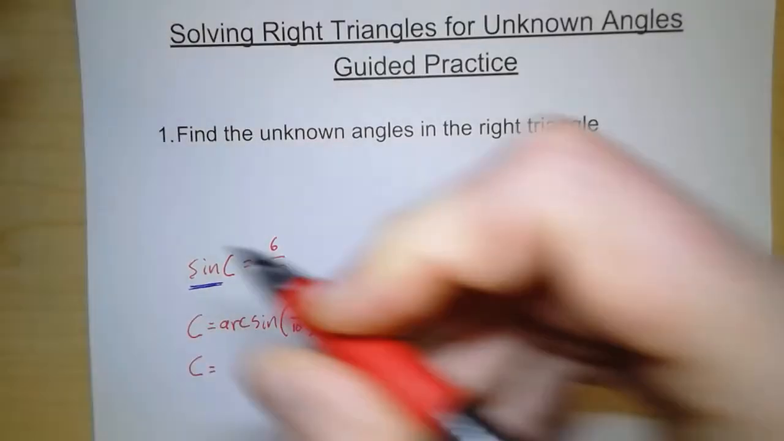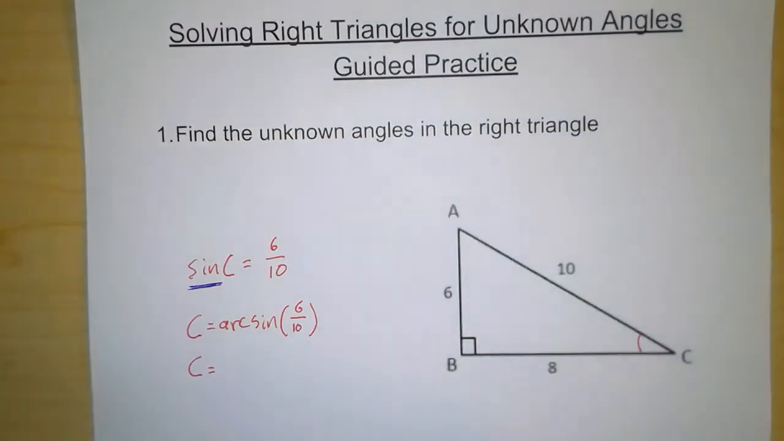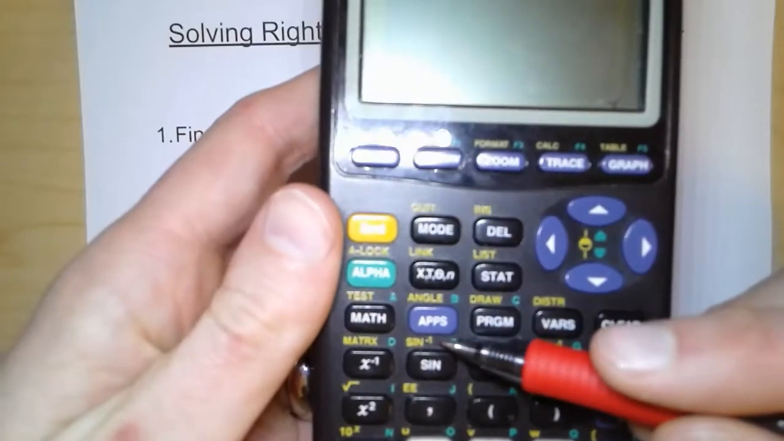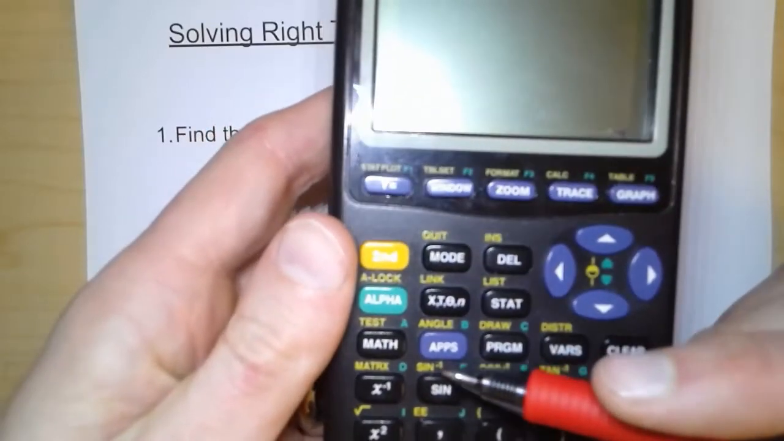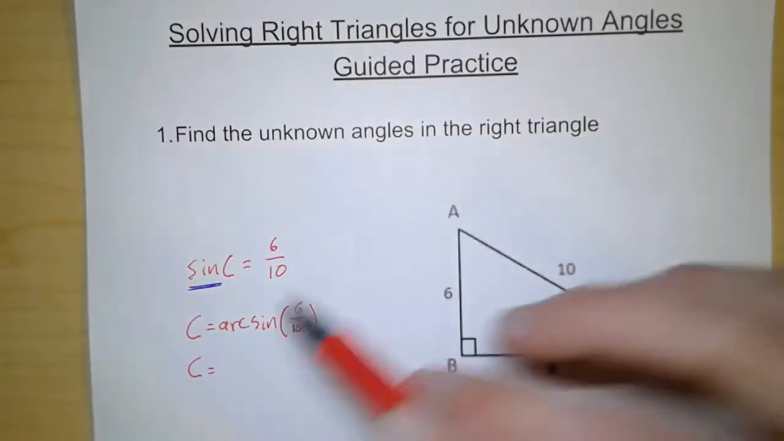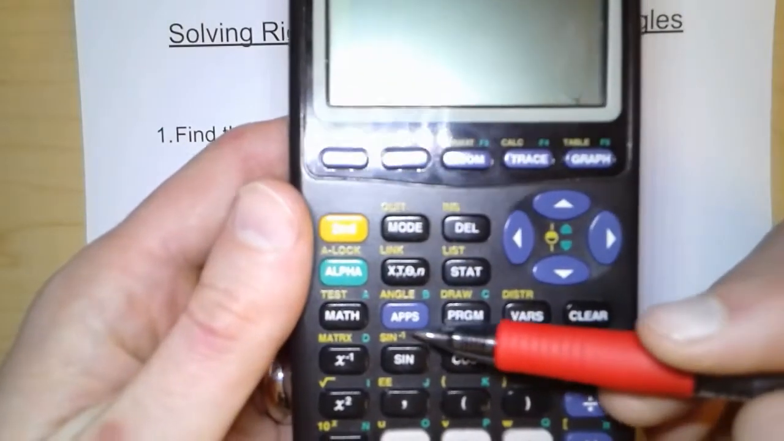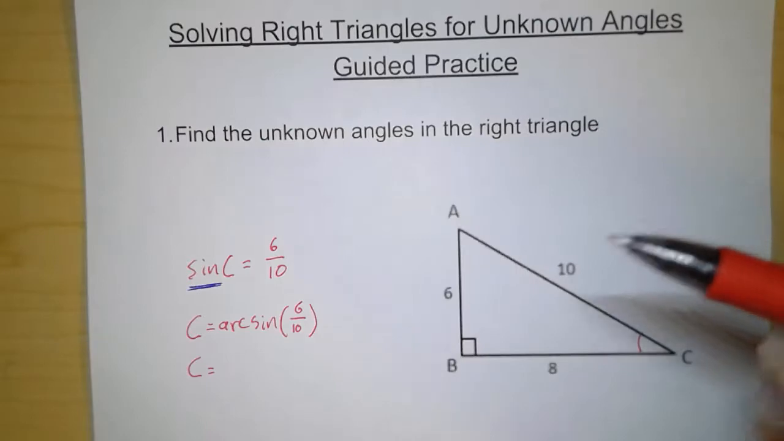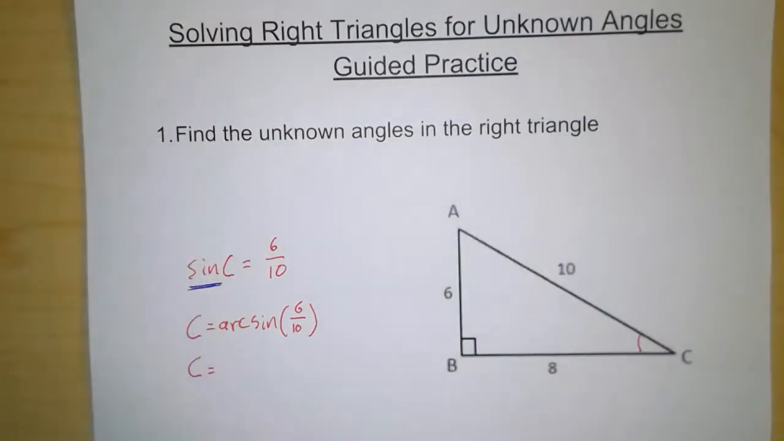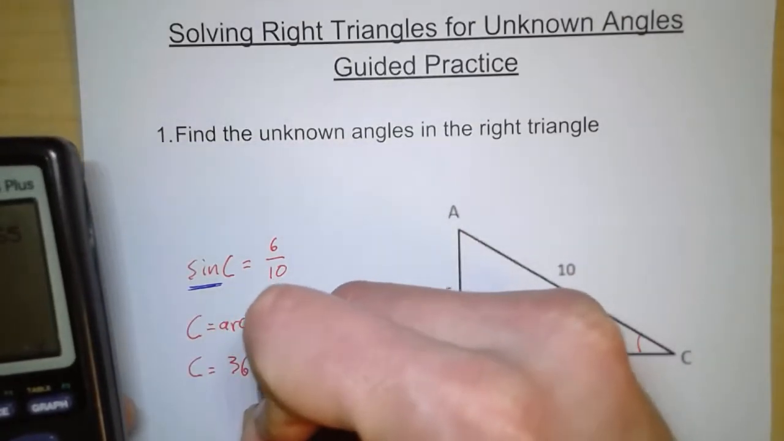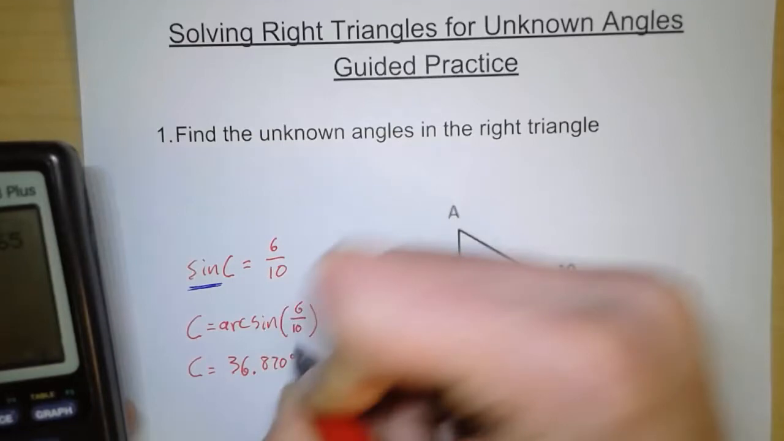Now on your calculator, arc sine can be found right next to the sine button. It's written right here, sine to the negative one. Now I'm always going to write it as arc sine because too many people, when they see that, think it means sine to the negative first. That's not what that means. So if I type in arc sine of 6 over 10, I'm going to get 36.870 degrees.